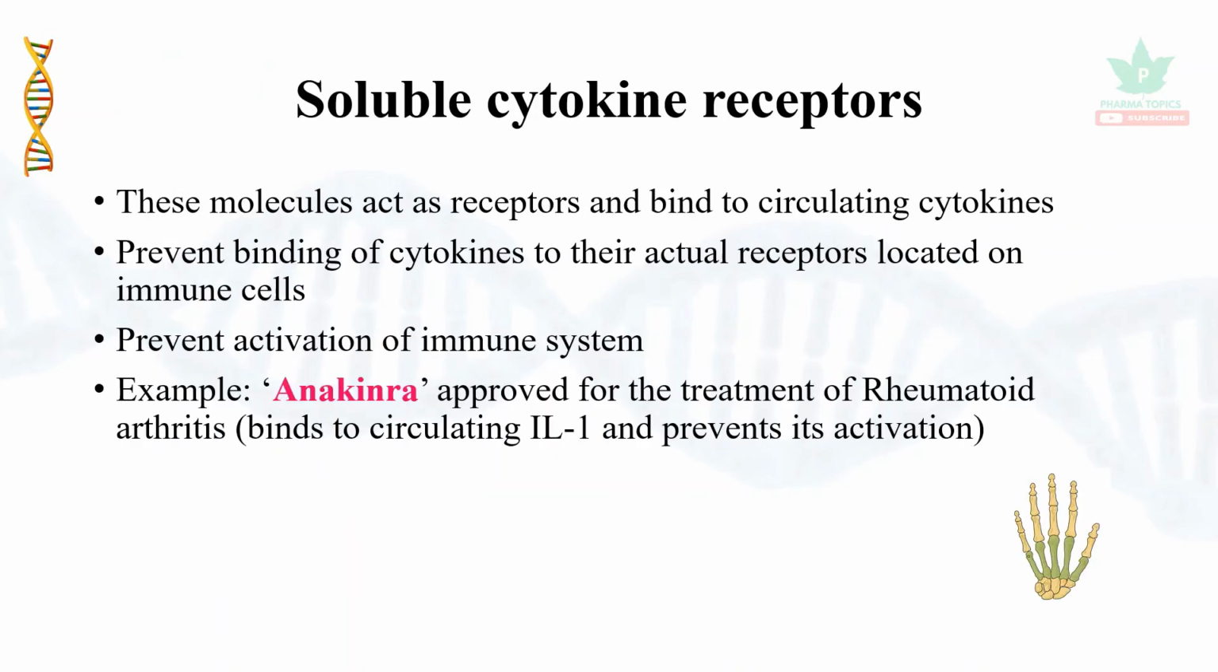Let us see the soluble cytokine receptors. These molecules act as receptors and bind to circulating cytokines. They prevent binding of cytokines to their actual receptors located on the immune cells. They prevent activation of the immune system. A classical example is anakinra. This is approved for treatment of rheumatoid arthritis. It binds to circulating IL-1, reduces its levels and prevents its activation.